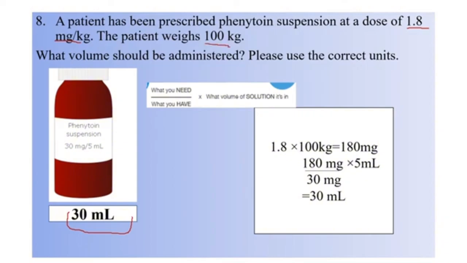So first you have to calculate the total mg patient needed. So you can calculate 1.8 into 100 kg as the patient weight is 100 kg. So the total prescription is 180 mg. And after that you can use this formula, what you need divided by what you have into what volume of solution it's in. So we need is 180 mg and we have 30 mg per 5 ml. So if you calculate this, answer will be 30 ml.